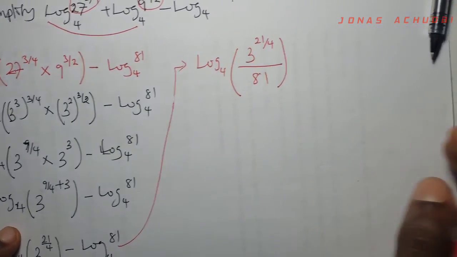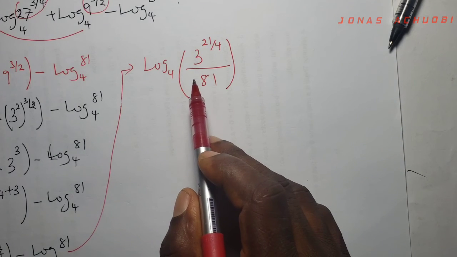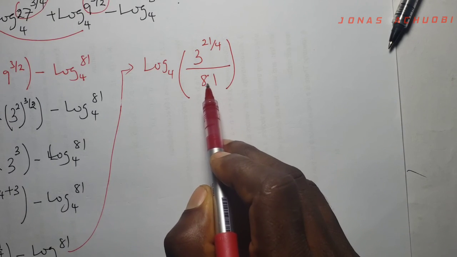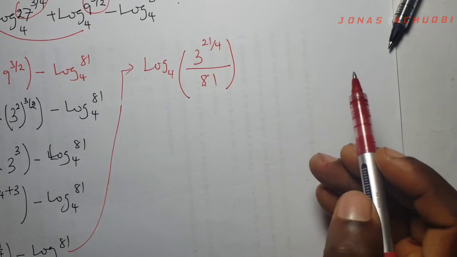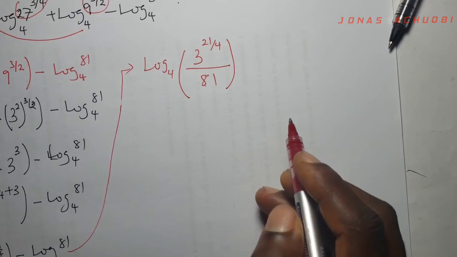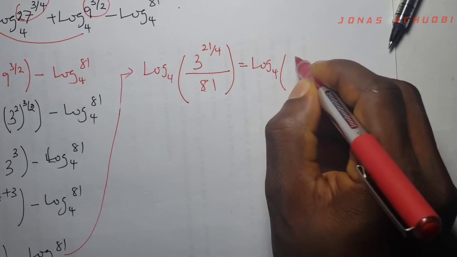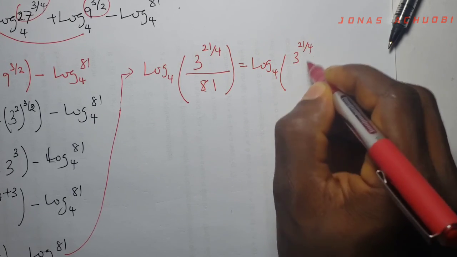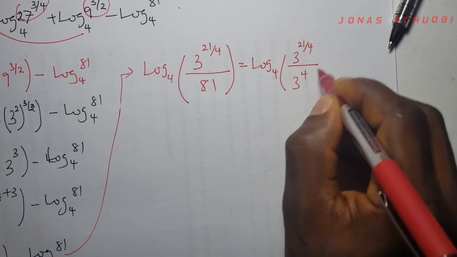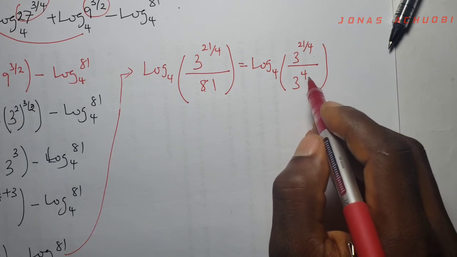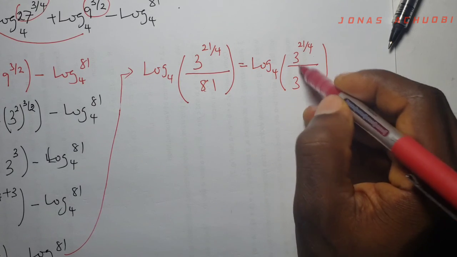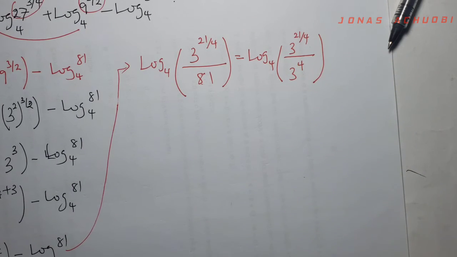So once again, I see something here very quickly where I can apply my indices, because I can express 81 to have the same base as the numerator, since 3 raised to the power 4 is 81. So I can write this as the logarithm to base 4 of 3 raised to the power 21 over 4, divided by 3 raised to the power 4. Now the bases are the same, so I can subtract the exponents.